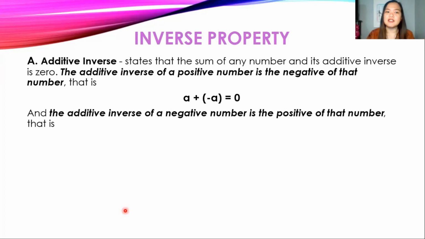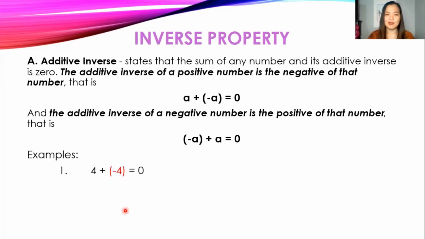And then, the additive inverse of a negative number is the positive of the number, that is, negative a plus its opposite, which is positive a, equals 0.